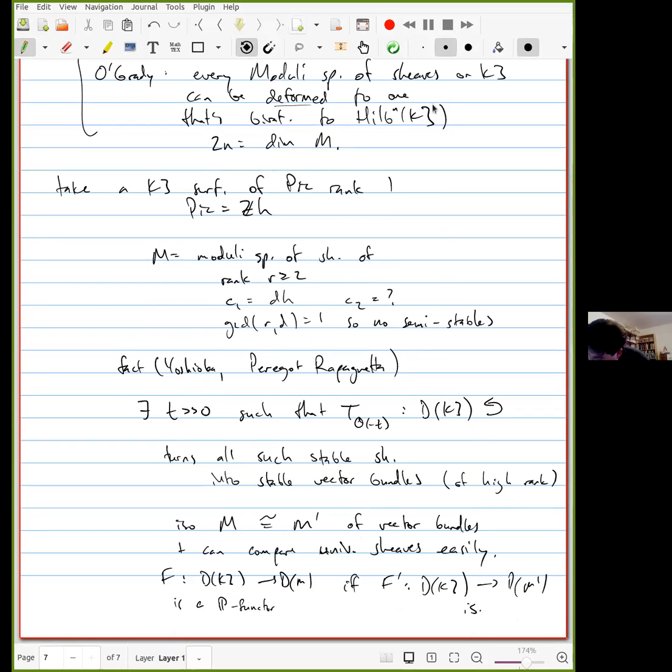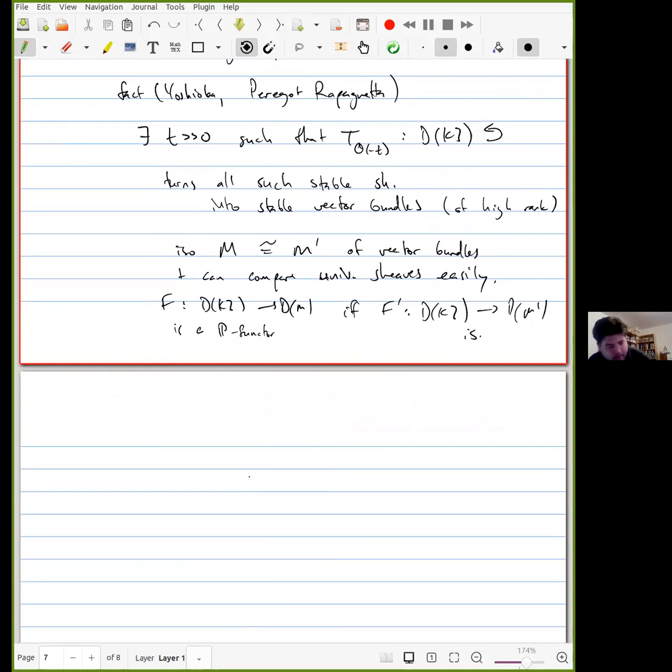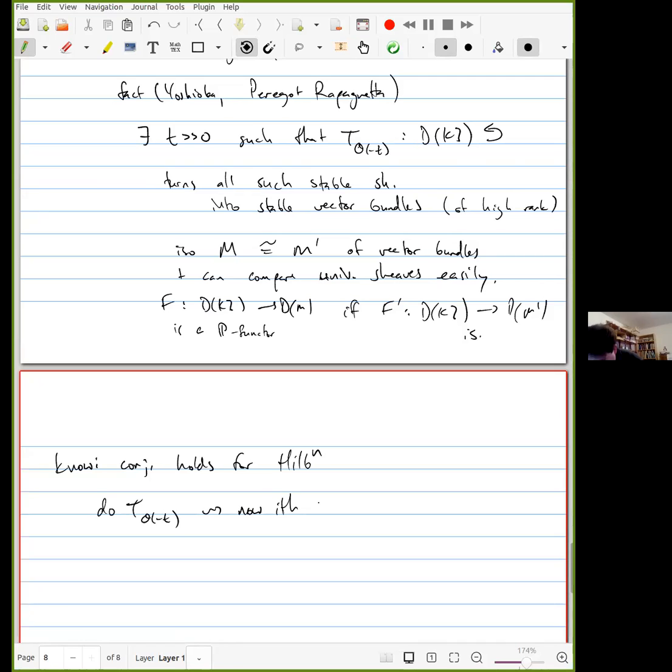So now let me come to the punchline. So we know that the conjecture holds for Hilbert schemes, that this functor induced by the universal sheaf is a P-functor and therefore can be used to construct an autoequivalence. Let's do the twist around O minus T, and now it holds for some moduli space of high rank bundles.